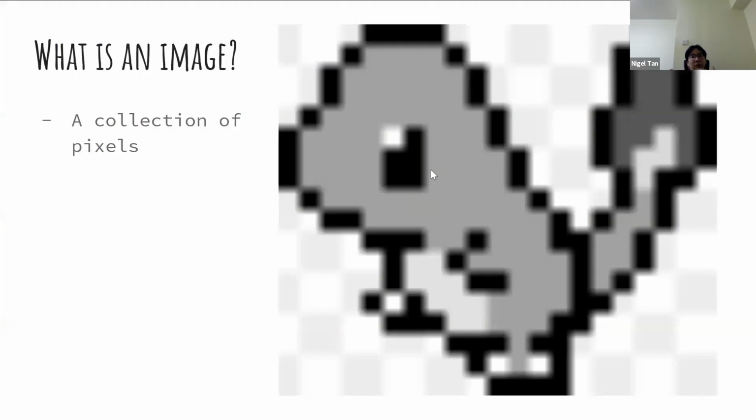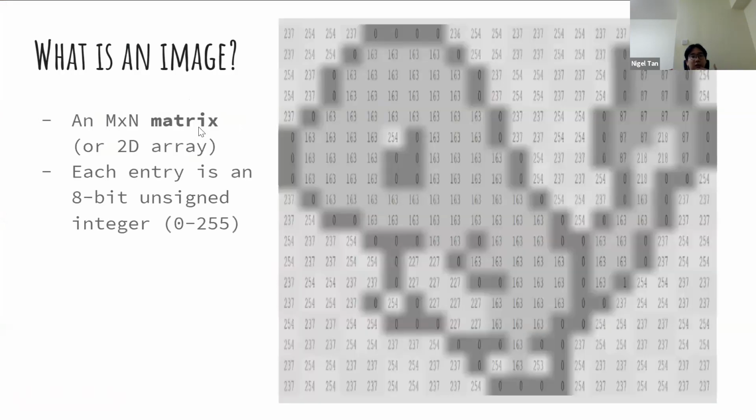Over here on the right, we have a very blown up picture of Charmander, and an image is essentially a collection of pixels. More formally, you can think of an image as an m by n matrix or 2D array, where each entry is an 8-bit unsigned integer. For convenience, we'll just be using grayscale images, or black and white images.